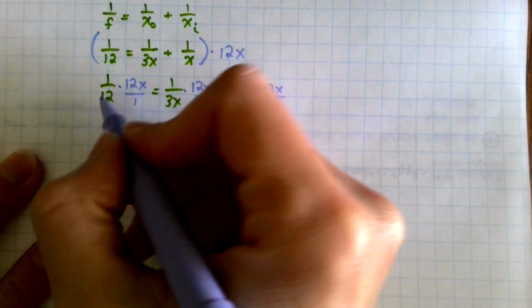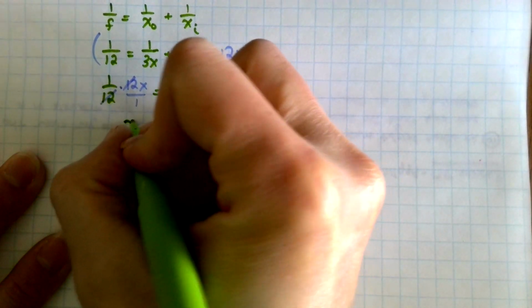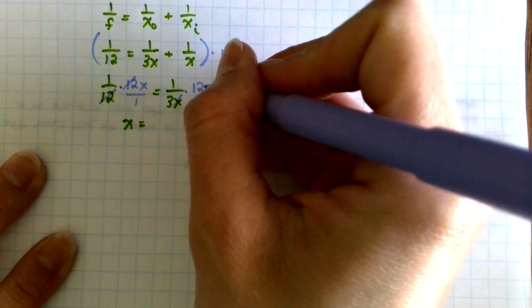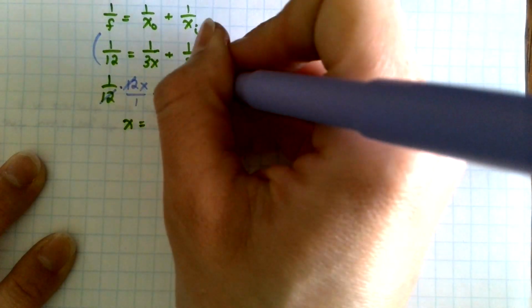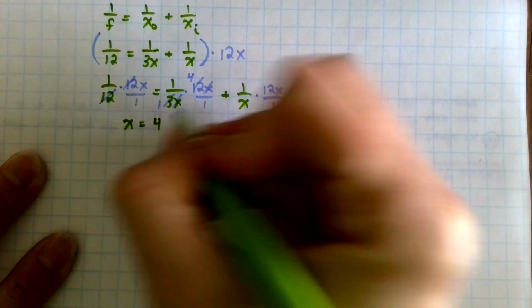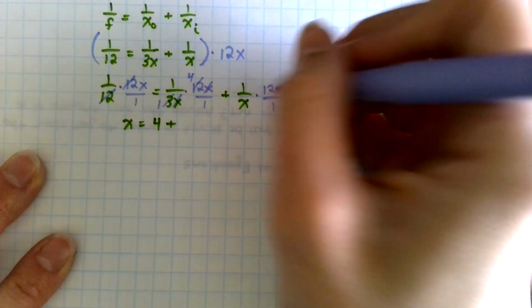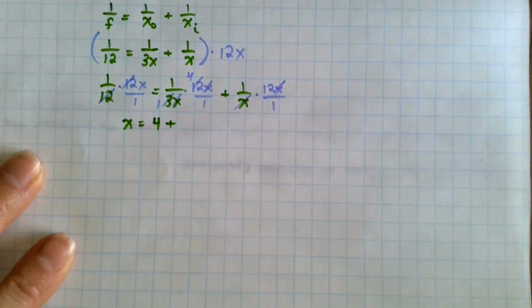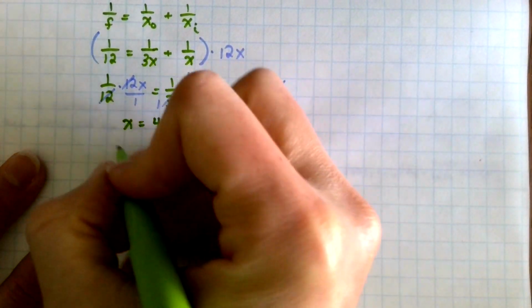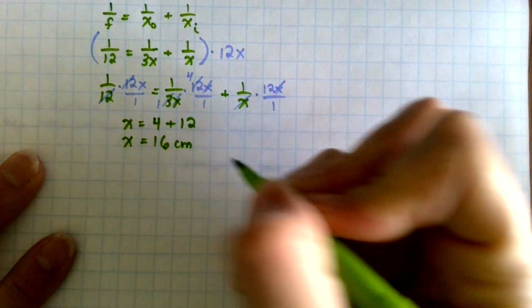So the 12 and the 12x, the 12's cancel out, and we're left with just x equal to, and then this 3x and 12x, the x's cancel out, and between the 12 and the 3, you're left with a 4 after you do some cross-canceling there. So we got 4 plus, and then over on this side, we're going to actually be able to cross-cancel the x's, and so we're left with 12. And so we get x equals 4 plus 12. 4 plus 12 is 16. So 16 centimeters is the image length.